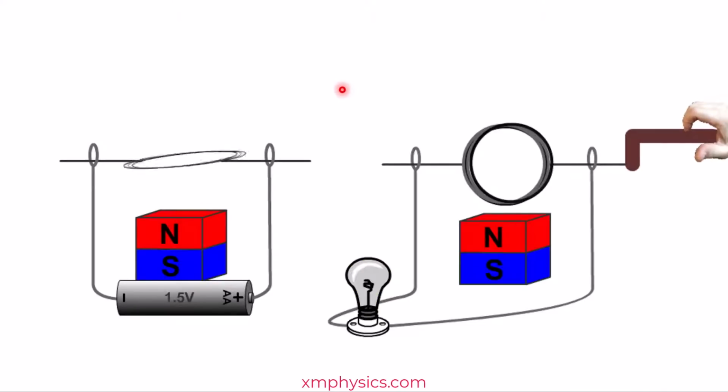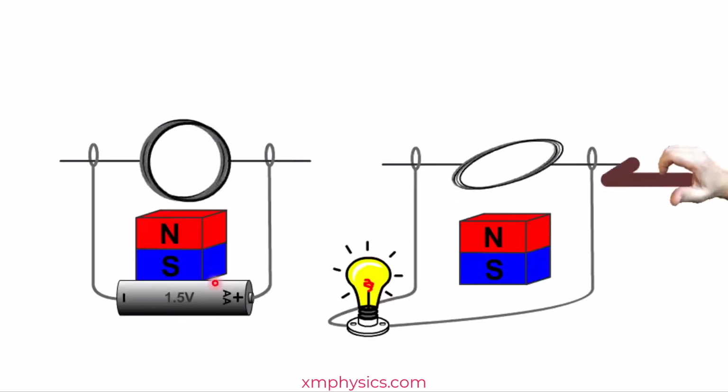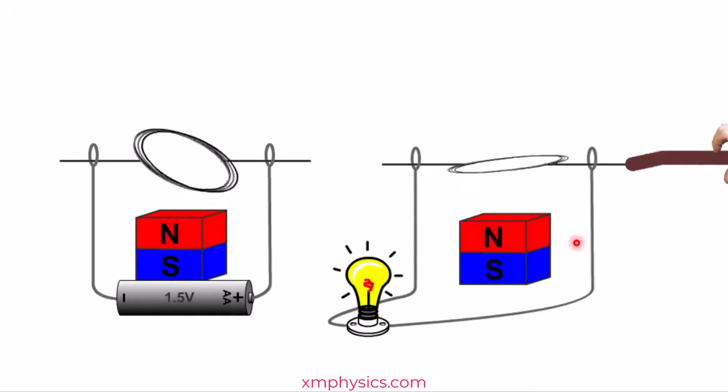Hello, in this video I'm going to be talking about the generator. Now remember, in the motor, what we provide is the EMF and the motor provides us with the motion. It's the opposite in the generator. We provide the motion. In return, the generator provides us electricity.